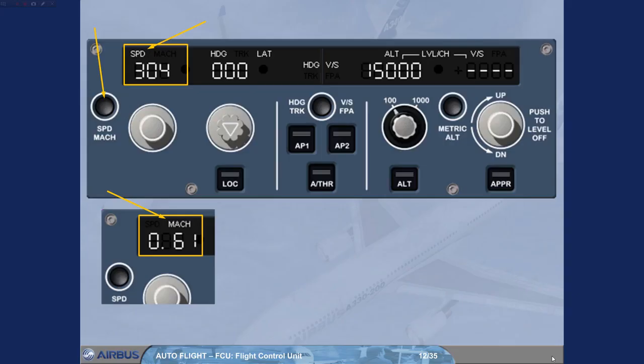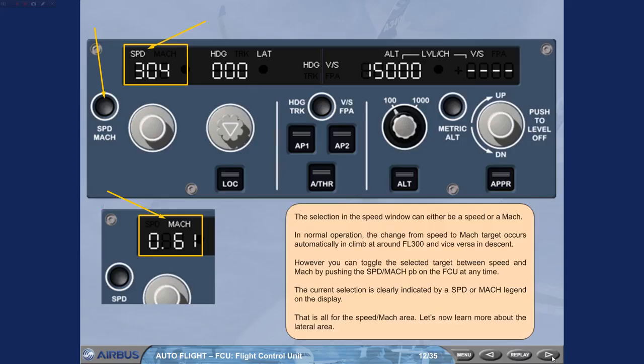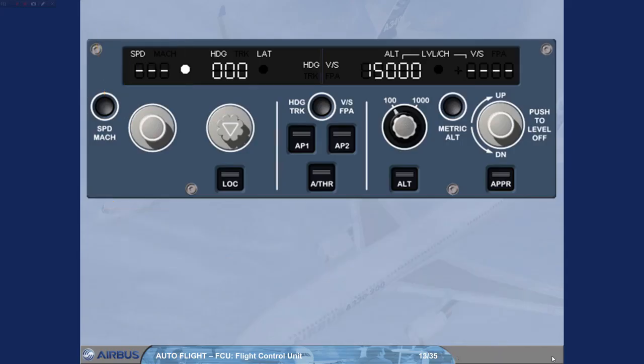Let's now learn more about the lateral area. Like the speed selector, the heading track can be turned, pulled, or pushed. By turning it, you select a heading or track target. We will see later on how to toggle between heading and track.